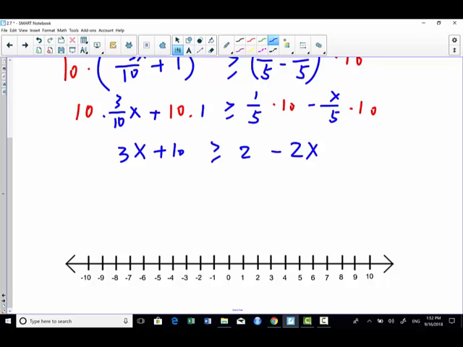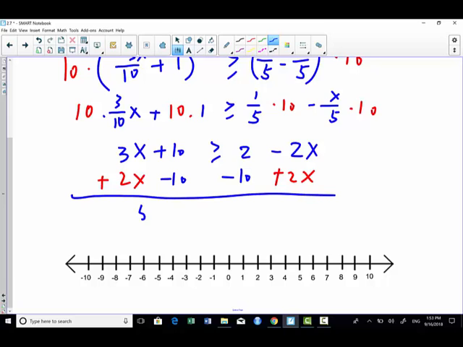And then let's try to move all the variable terms to the left-hand side by adding 2x on both sides, and numbers to the other side by subtracting 10 from both sides. So you end up with 5x greater than or equal to negative 8. Now I'm going to divide by 5 on both sides because 5 is a positive number.